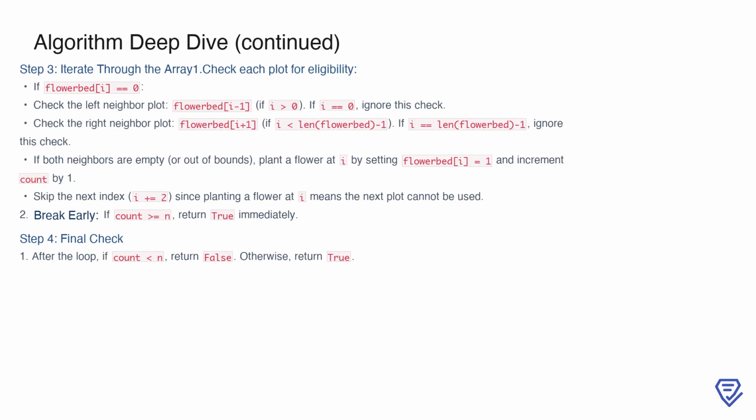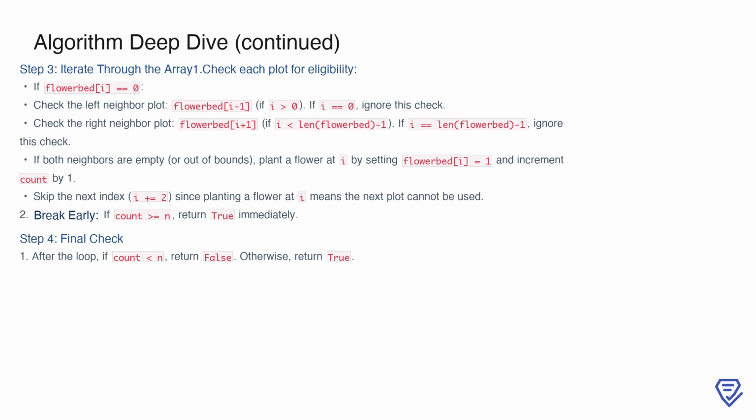Now, we proceed to iterate through the flower bed array to determine where we can plant flowers. For each position, if the current plot is empty, meaning flower bed I equals 0, we then check its neighbors to see if it's eligible for planting. If the position is at the start of the array, we ignore the left neighbor, and if it's at the end, we ignore the right neighbor. For all other positions, both neighbors must be empty for us to plant a flower. If the conditions are met, we plant a flower by setting flower bed I to 1 and increment the count variable.